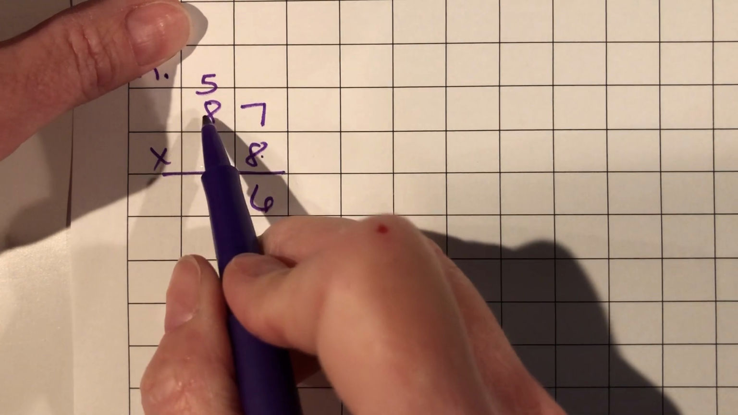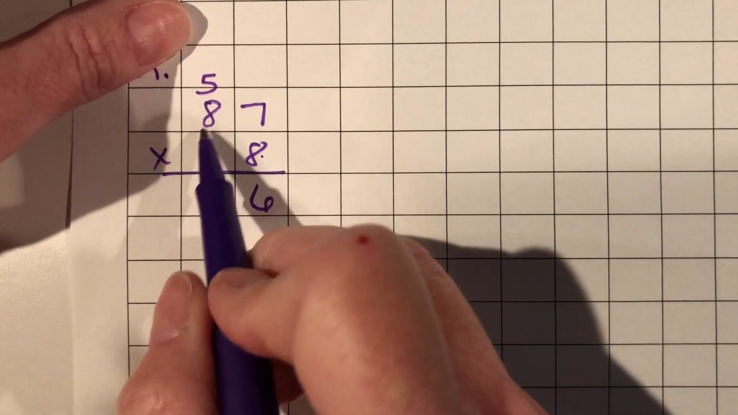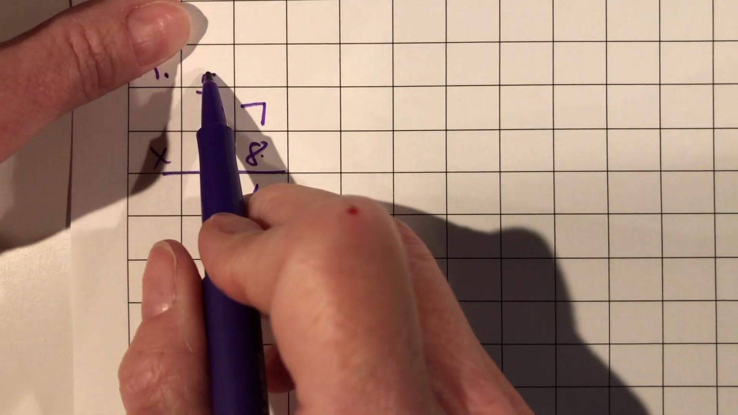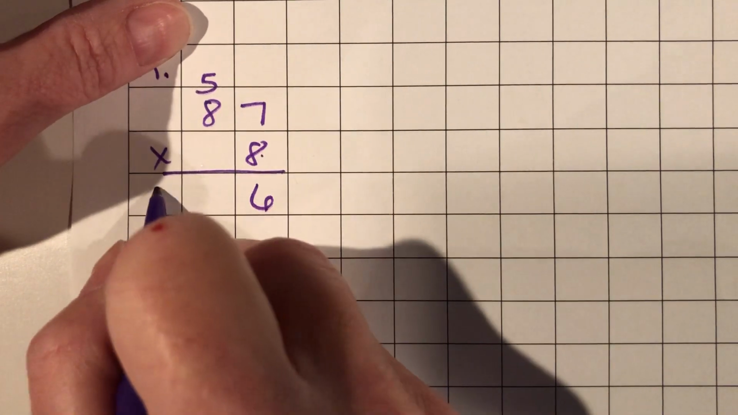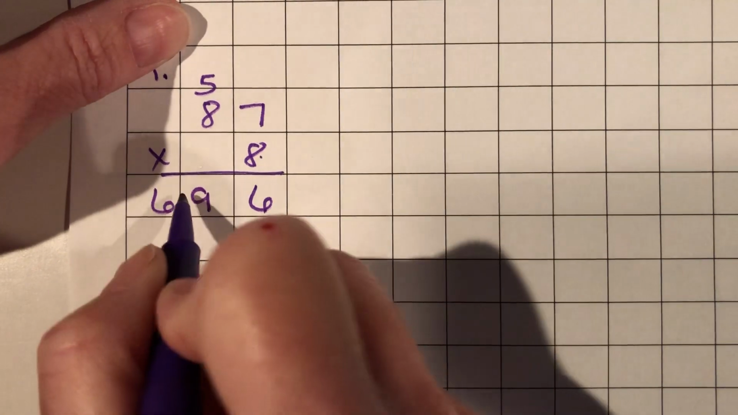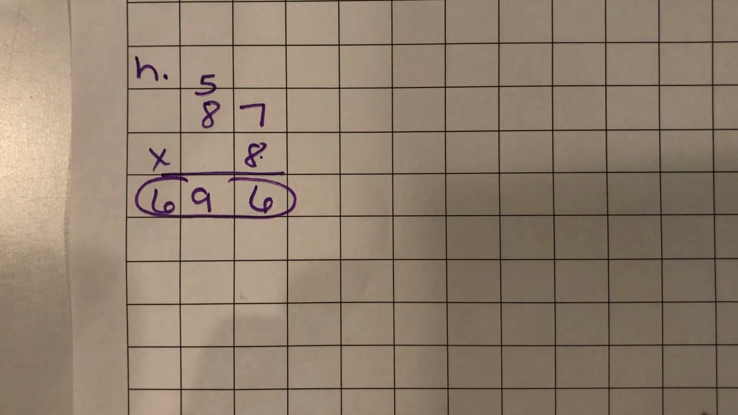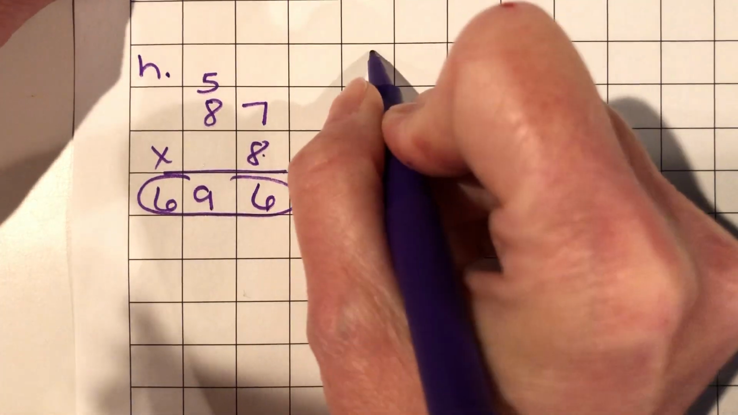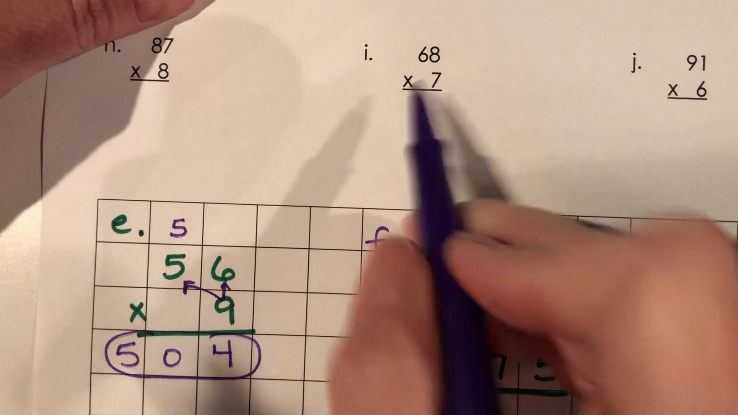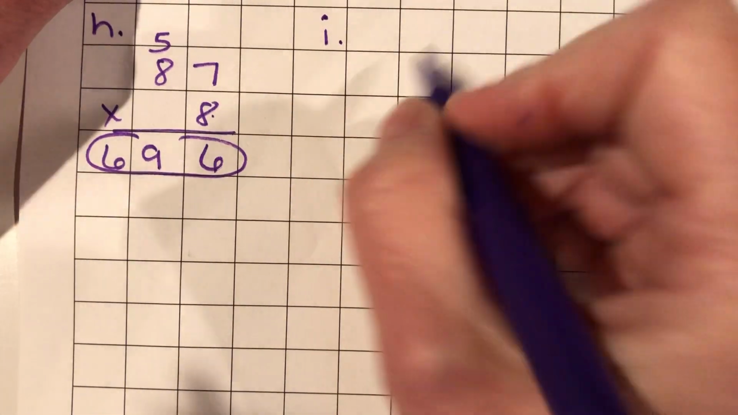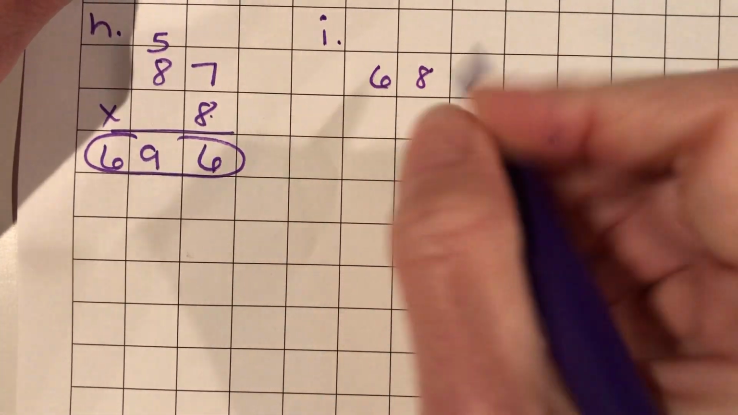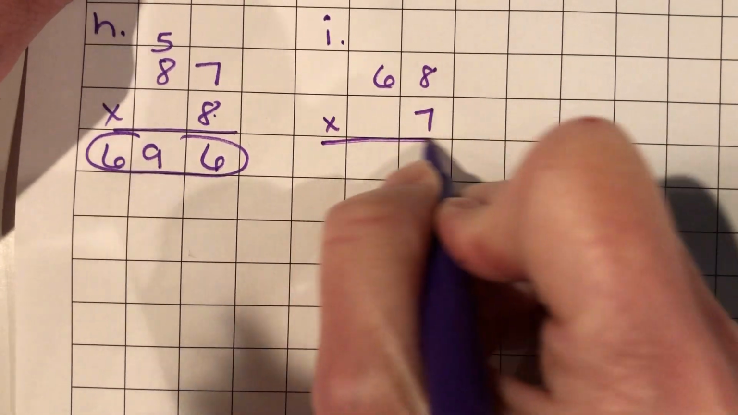Then I need to do 8 times 8. And 8 times 8 is 64. Now I need to add that 5 to the 64, which gives me 69. So 87 times 8 is 696. All right, we're on letter I, and letter I is 68 times 7. So I'm going to go ahead and write 68 times 7.